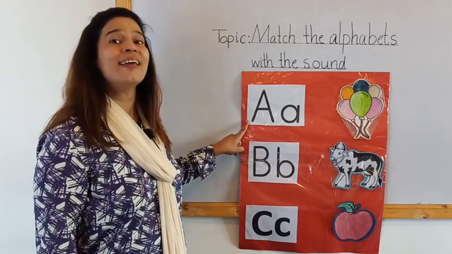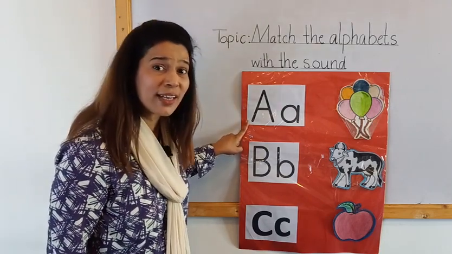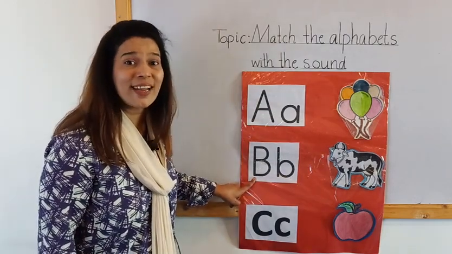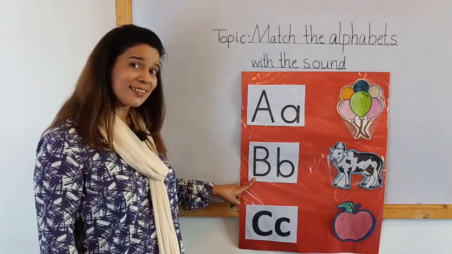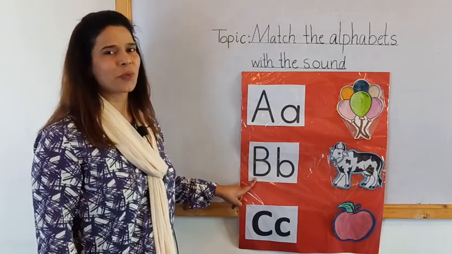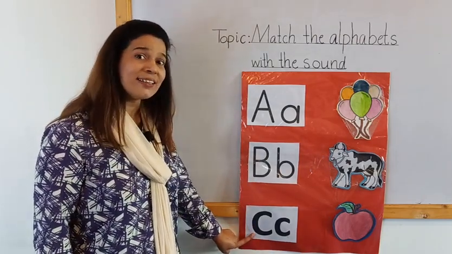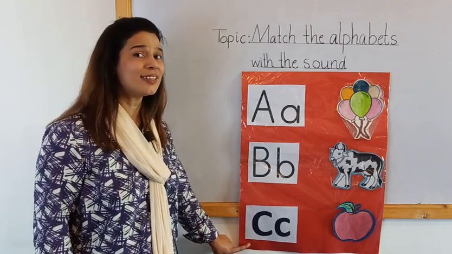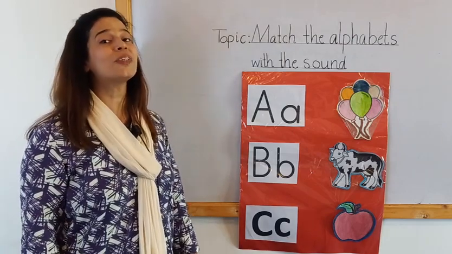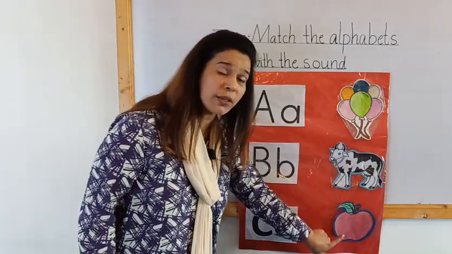This is letter A. And what is the sound of letter A? A. Very good. Okay, now tell me, which letter is this? Letter B. Very good. And what is the sound of B? B. Very good. Okay, now which letter is this? Letter C. And what is the sound of C? K. Very good. Okay, now look at the pictures over here.